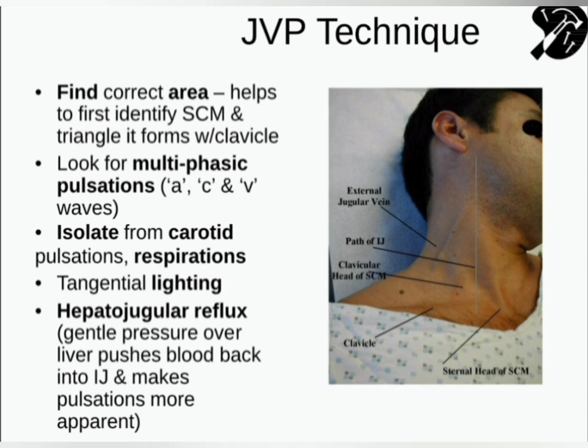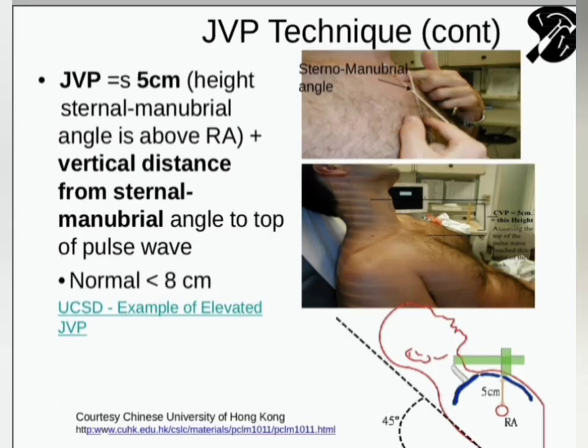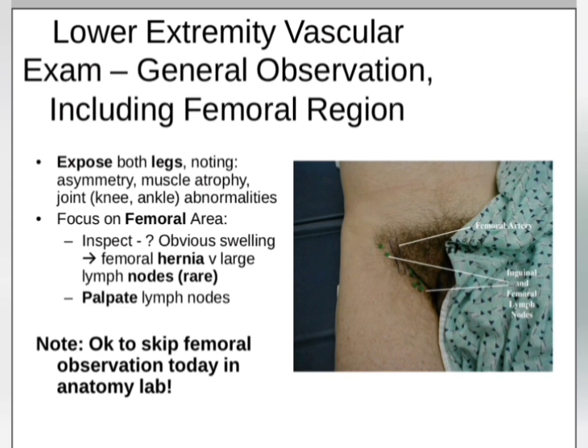Check hepatojugular reflux for any rise in JVP with pressure on the right hypochondrium. JVP is 5 cm height of the sternomandibular angle above the RA, plus the vertical distance from the sternomandibular angle to the top of the pulse wave. Normal is less than 8 cm, as shown in the figure with two scales.